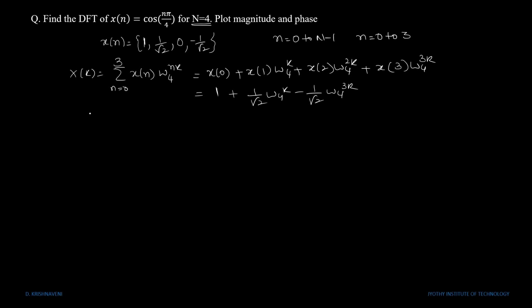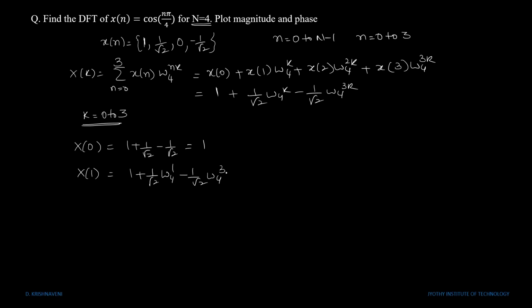Now k ranges from 0 to 3, that is 0 to N minus 1. So first substitute k equal to 0. So we will get 1 plus 1 by root 2 minus 1 by root 2, that is 1. Next substitute k equal to 1. So 1 plus 1 by root 2 W_4 to the power of 1 minus 1 by root 2 W_4 to the power of 3.